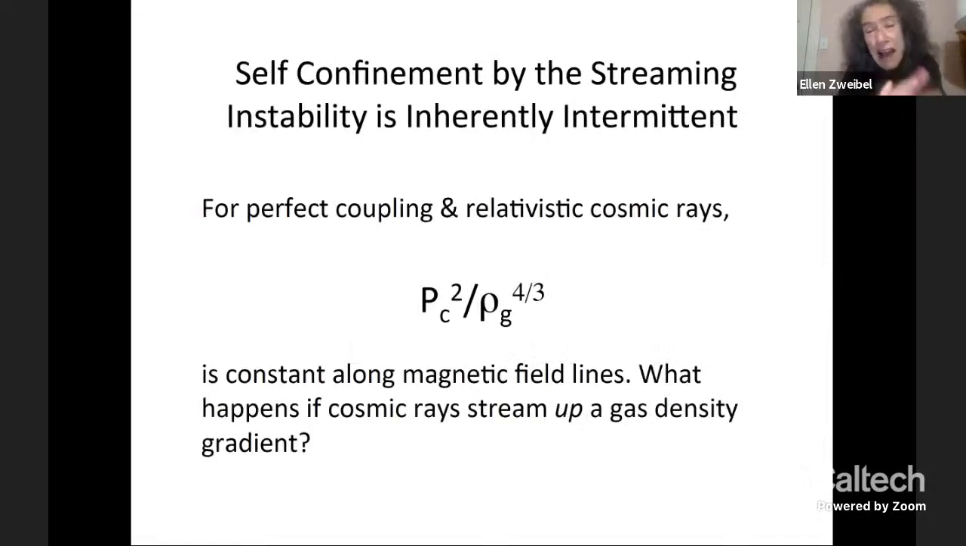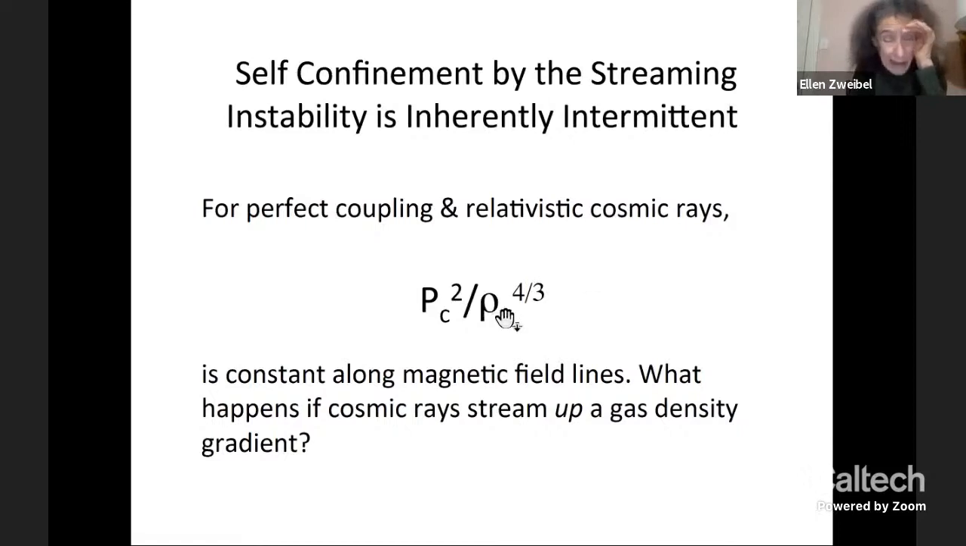So it was understood really by one of the pioneers in the field, John Skilling, back in the early 1970s, that the streaming instability predicts a kind of inherently intermittent model of cosmic ray confinement. And that's because if you have perfect coupling and you treat the cosmic rays as having a relativistic equation of state, there's this conserved quantity: the square of the cosmic ray pressure divided by the gas density to the 4/3 is constant along magnetic field lines. So suppose the cosmic rays are streaming down their pressure gradient at the Alfvén speed, and they go to a place where the gas density starts to increase.